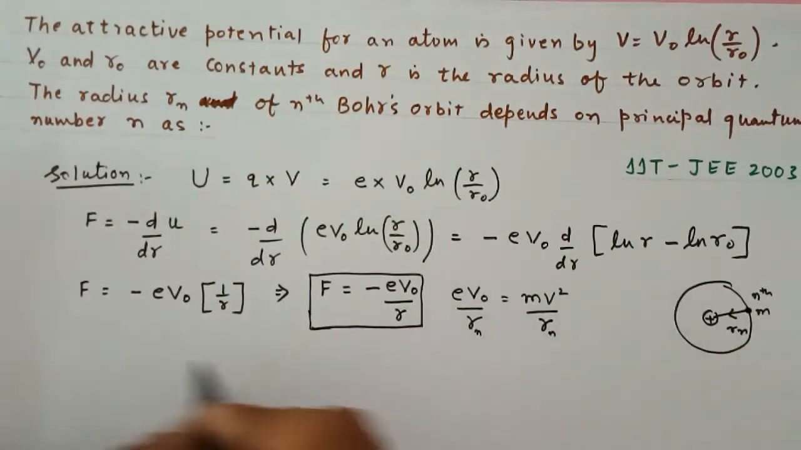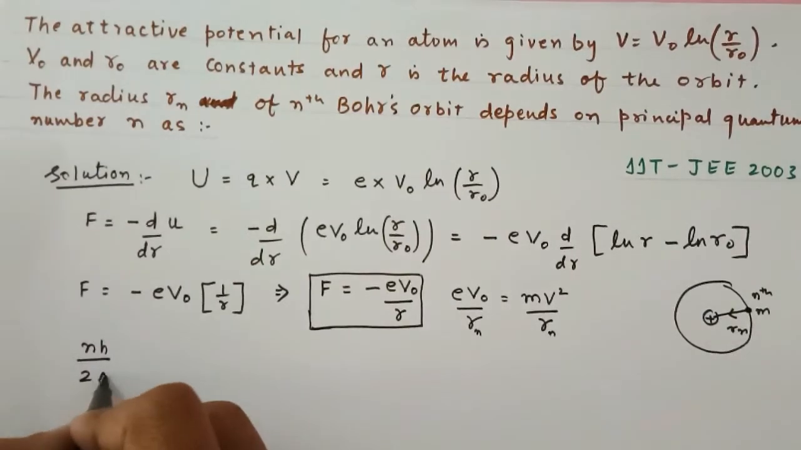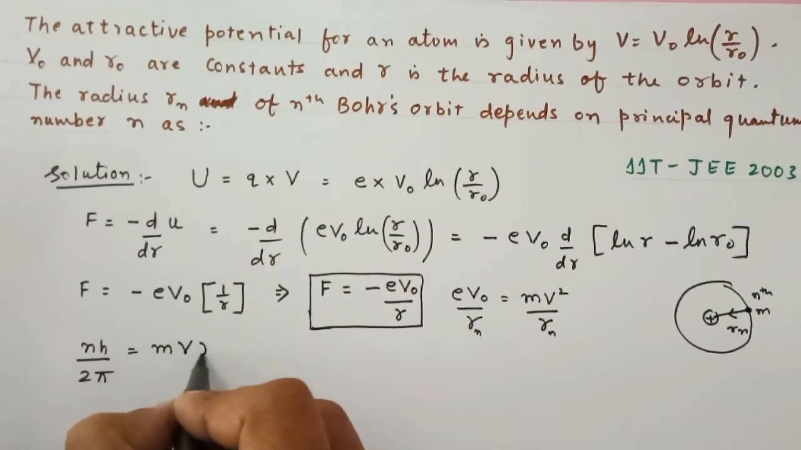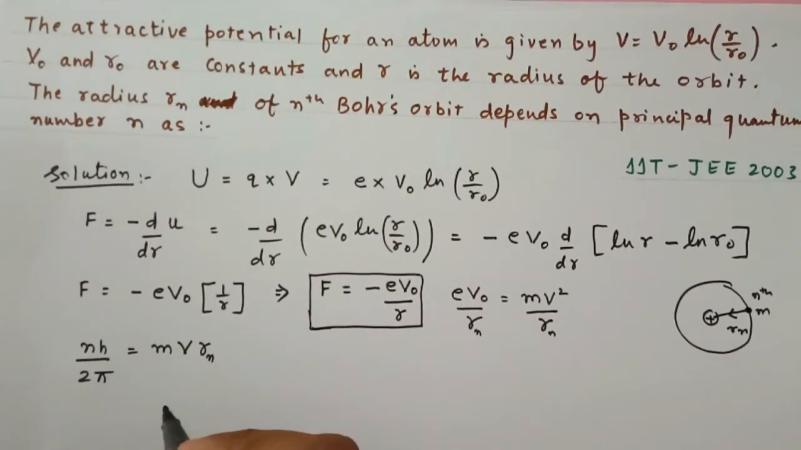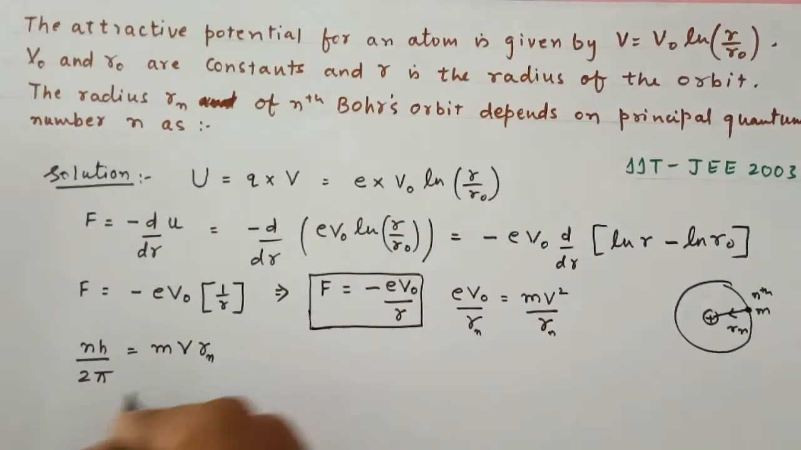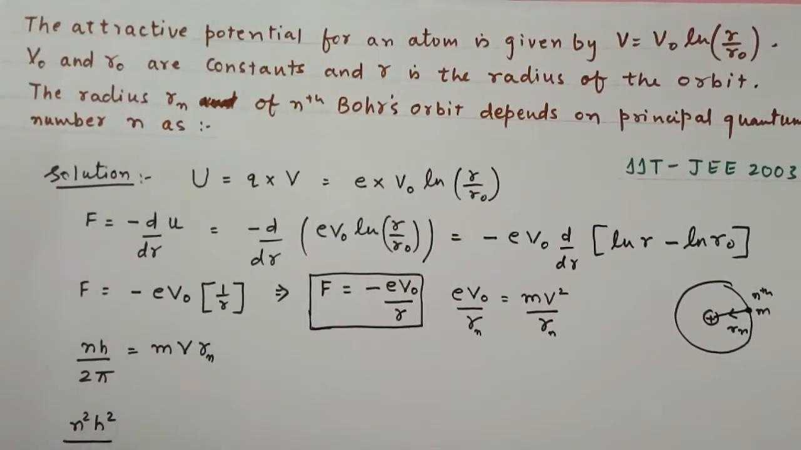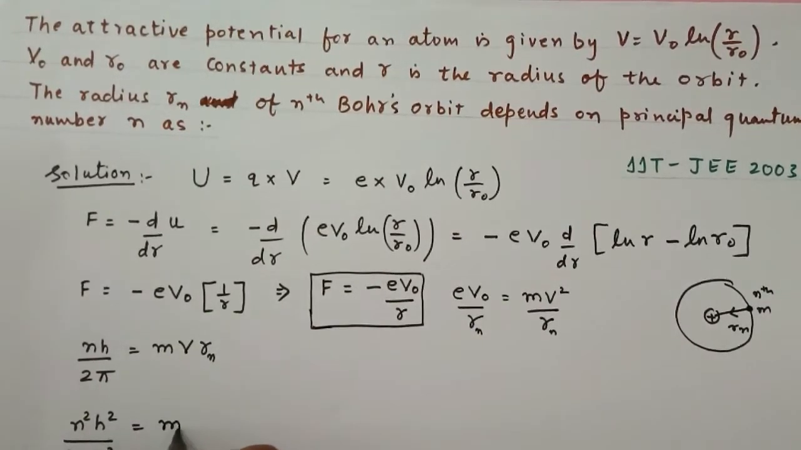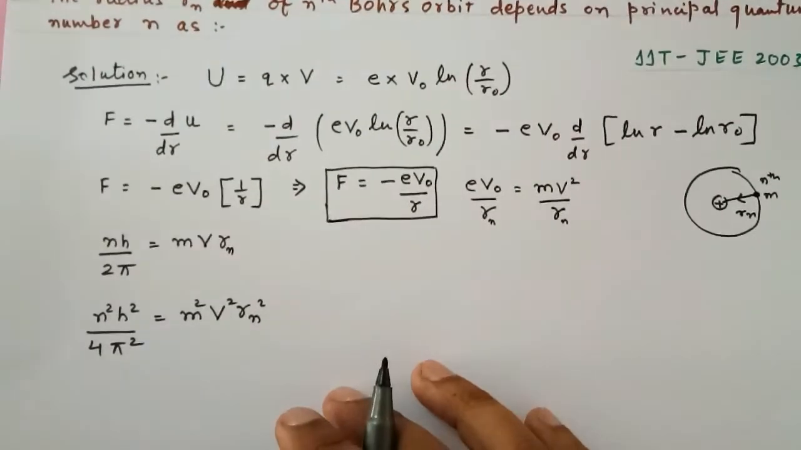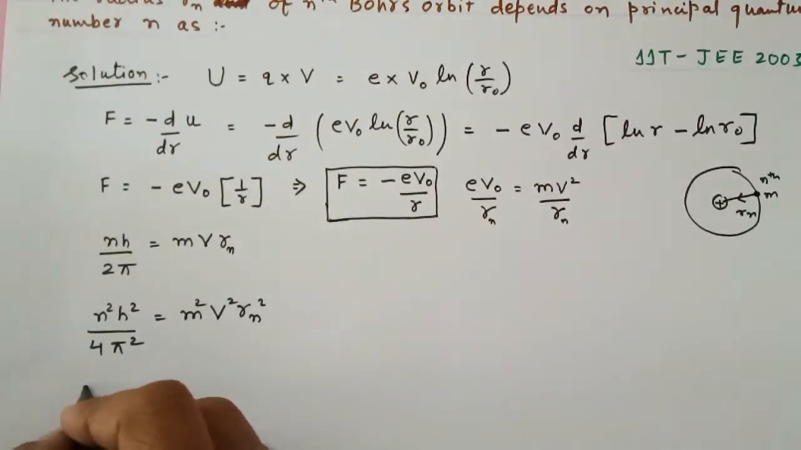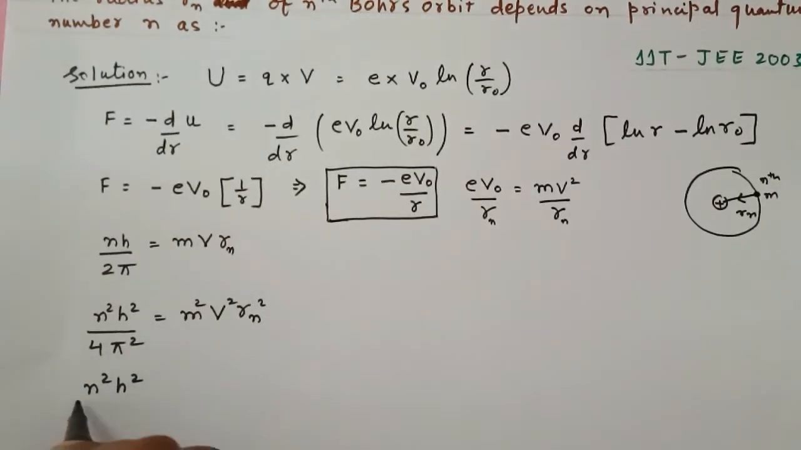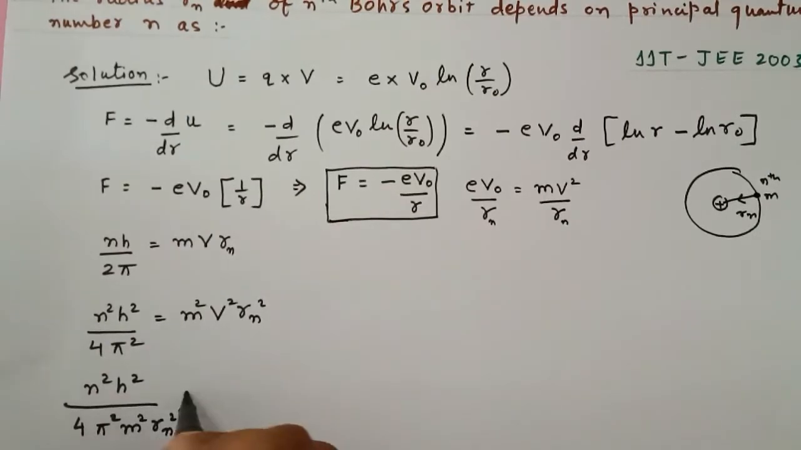We can also write one equation as nh upon 2 pi is equal to mvRn. This is Bohr's second postulate. Squaring on both sides, what we get is n square h square upon 4 pi square is equal to m square v square Rn square, right? And from here we are going to find the value of v square. So v square would be equal to n square h square upon 4 pi square m square Rn square, that is the v square value.